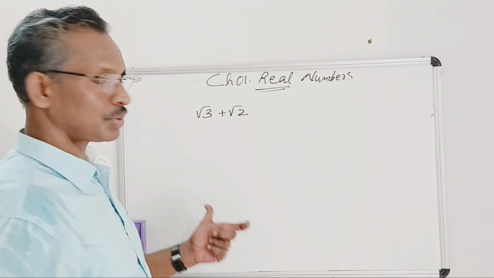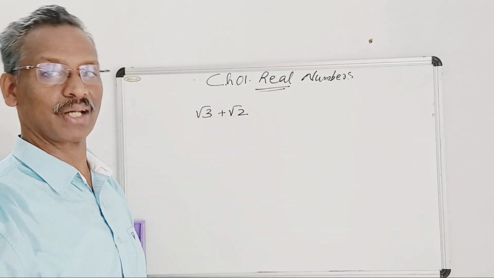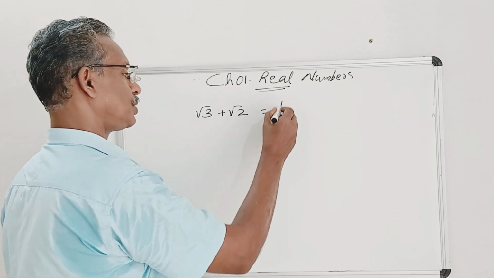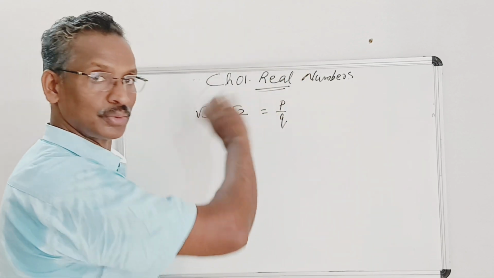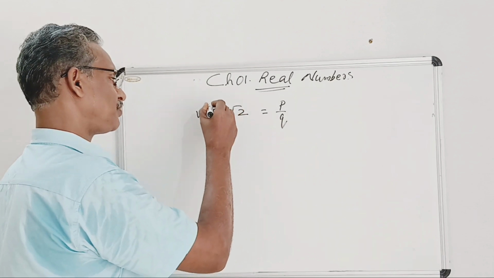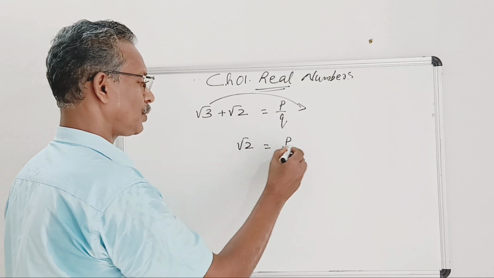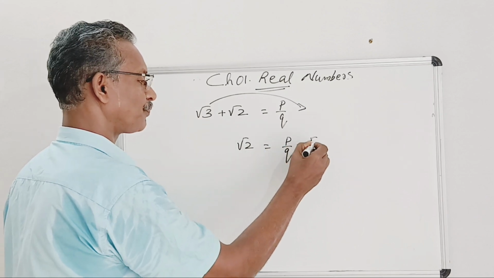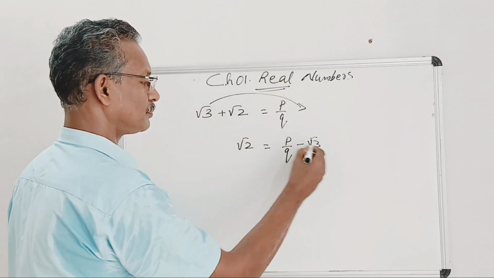Suppose a question is having two irrationals, and prove that this is irrational. So let it be equal to p by q. Then we cannot shift anything to the right side and do. Okay, for time being you shift one of them to the right side. Root 2 is equal to p by q minus root 3. Root 3 is shifted, so root 3.